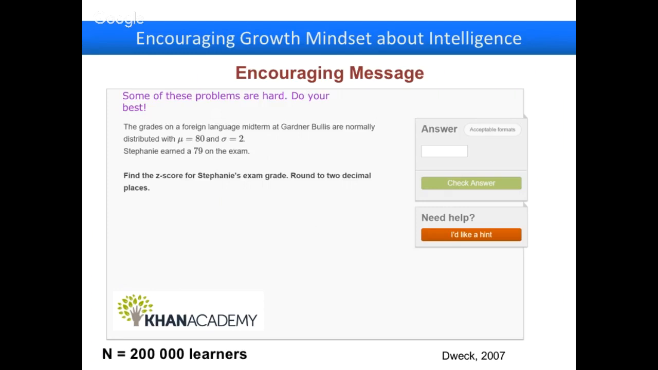So this message is a lot like the growth mindset message. They're both positive, but this one doesn't tell people that they can get smarter through effort. It just tells them, it's hard, keep going. So what we're curious about is if the growth mindset, telling people they can actually get smarter through effort, makes a difference above and beyond just encouraging people.